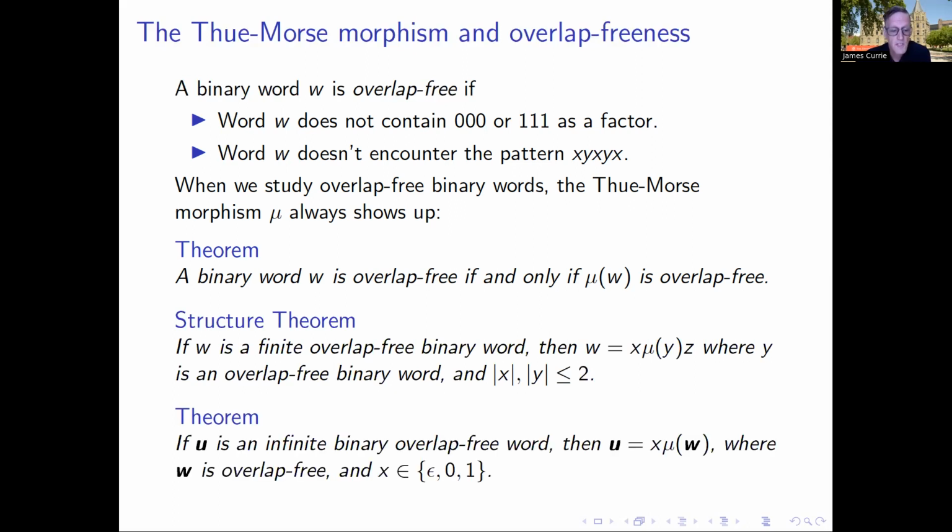And if U is an infinite binary overlap-free word, and in this talk, all of my infinite words are one-way infinite words, so in other words, maps from the positive integers, say, to the alphabet. If U is a one-way infinite binary overlap-free word, then U looks like X, followed by mu of W, where W is overlap-free and X is either empty or a single letter. So we have these structure theorems for overlap-free words relating them to the Thue-Morse morphism.